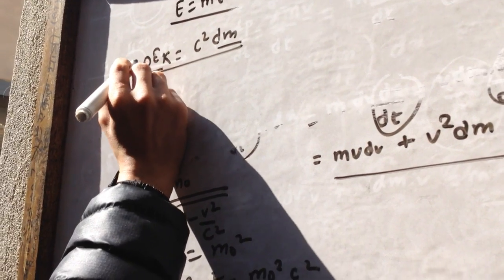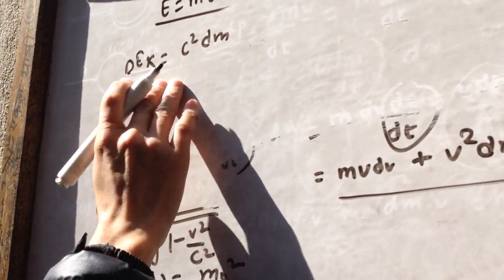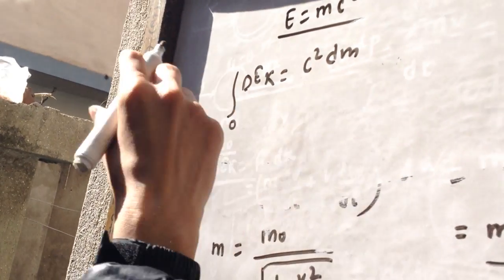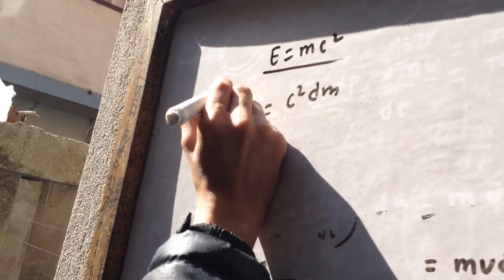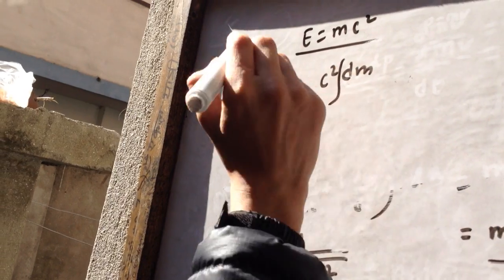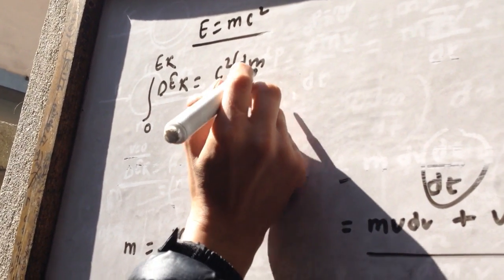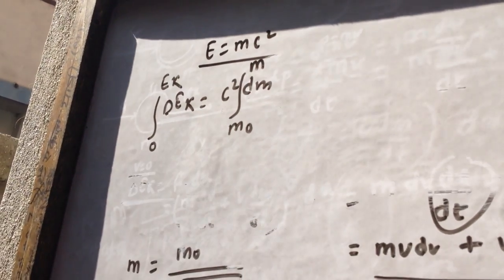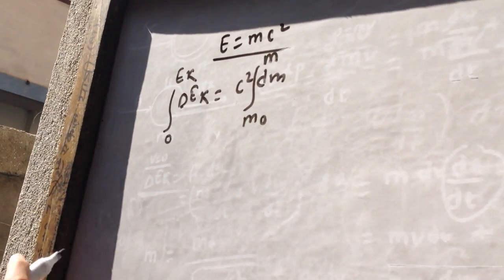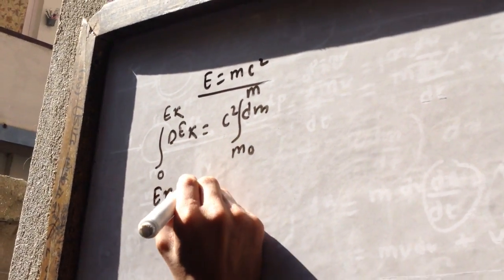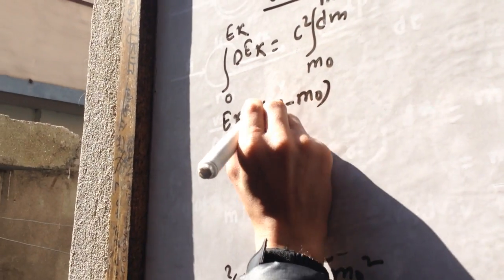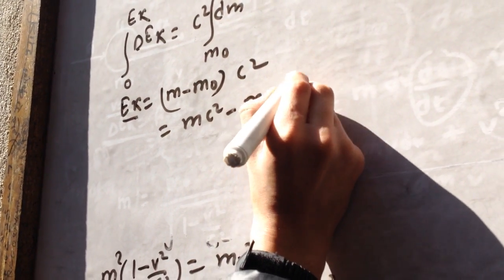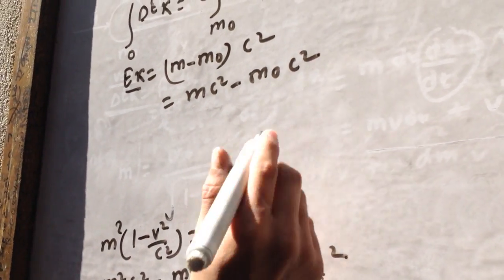Initially the body is at rest, so its energy is 0, and after it gets the velocity v, its kinetic energy becomes Ek. Initially the body has the rest mass m0, and after gaining the velocity v it has the mass m. Integrating this quantity, we get Ek is equal to m minus m0 into c square. So the kinetic energy is m c square minus m0 c square. This is equation number 4.